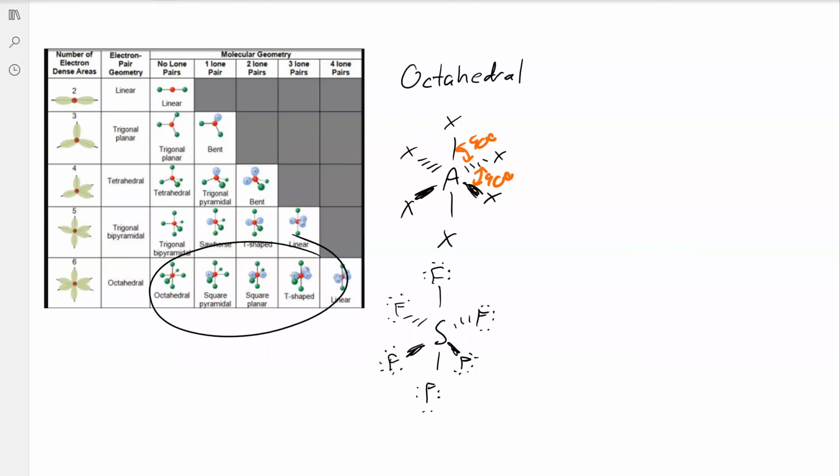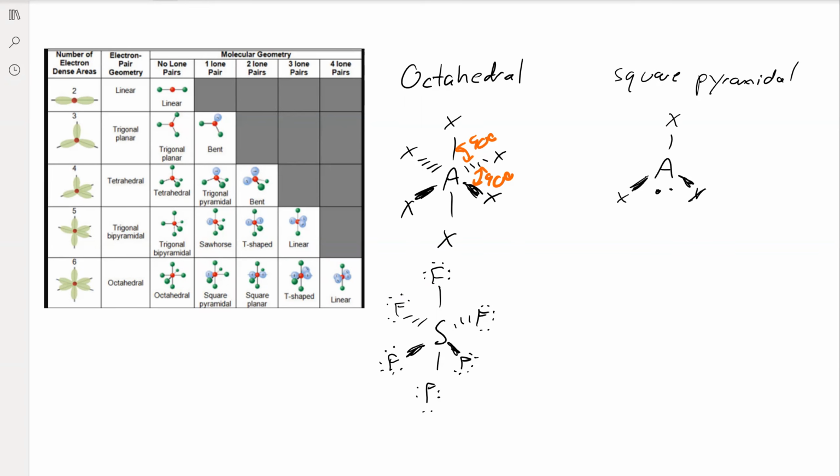And then we go through, right, taking away atoms and replacing them with lone pairs. So once we do that once, we get square pyramidal. And it makes sense, right? We've got a square right here, and then if you connect it to the top, it looks like a pyramid. So it's a pyramid with a square base, as opposed to before where we had a pyramid with a triangular base. Example of this is BrF5.